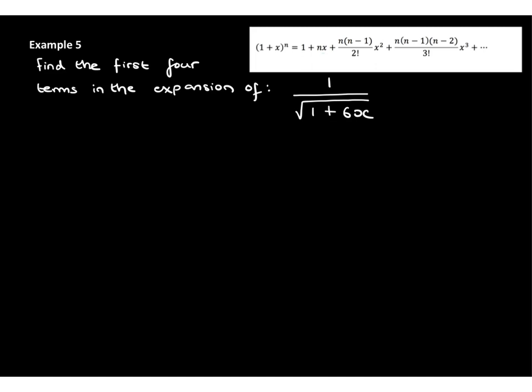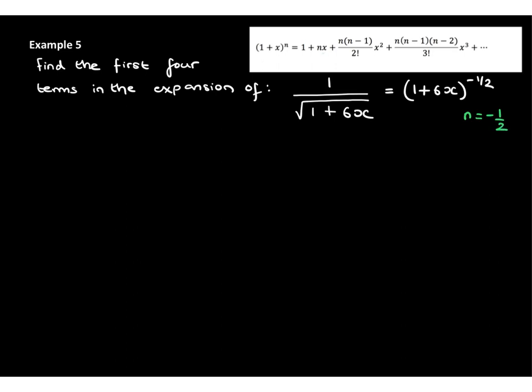We have got to find the first 4 terms in the expansion of 1 over the square root of 1 plus 6x. So immediately you should be thinking about how to rewrite this in a more familiar format involving an index. So this would of course be 1 plus 6x to the power of negative a half. So we can see n equals negative a half.